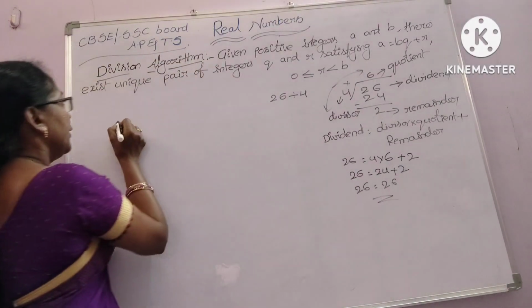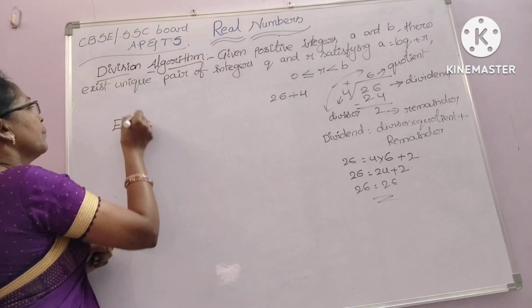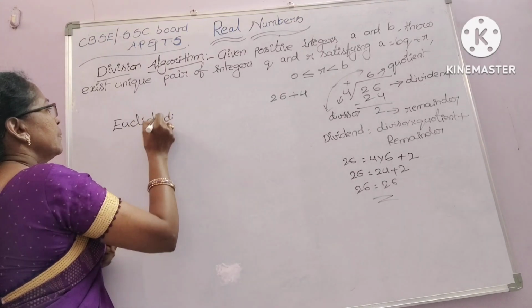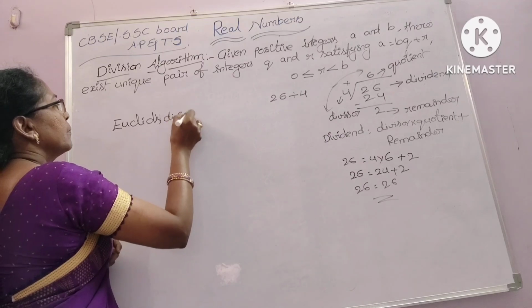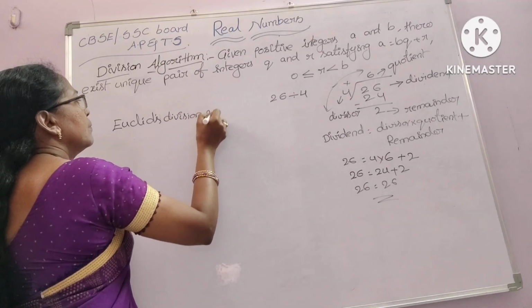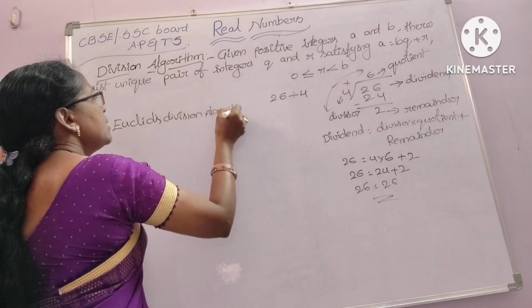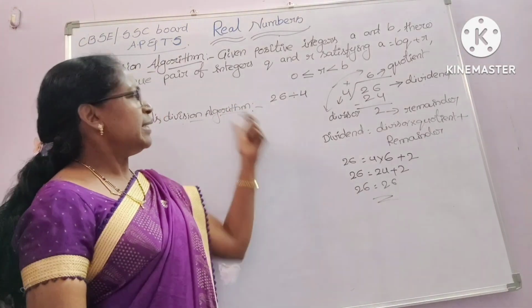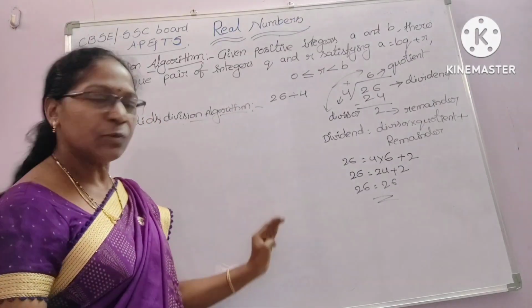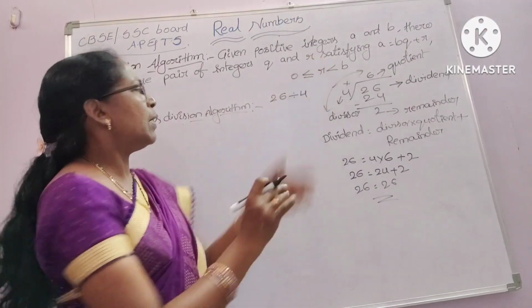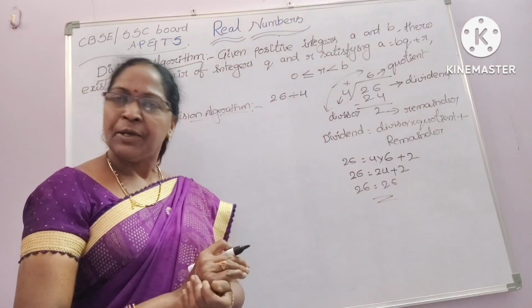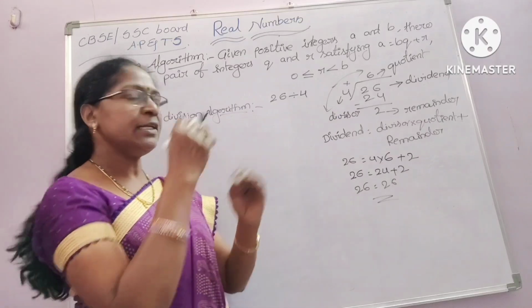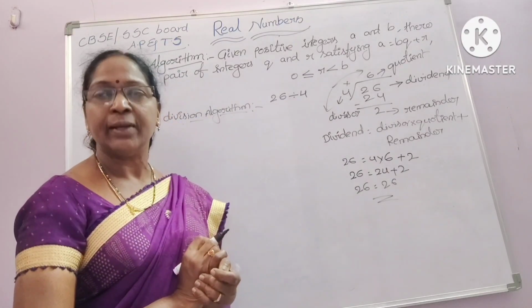This we call Euclid's division algorithm. So what is Euclid's division algorithm? Why are we using this one? Euclid's division algorithm is nothing but that only. The division algorithm is nothing but Euclid's division algorithm. This Euclid's division algorithm is a technique that is used to find out the HCF of the two given numbers.